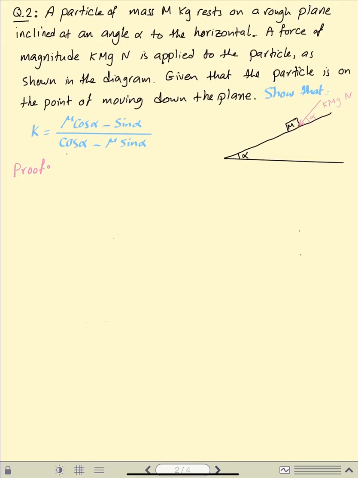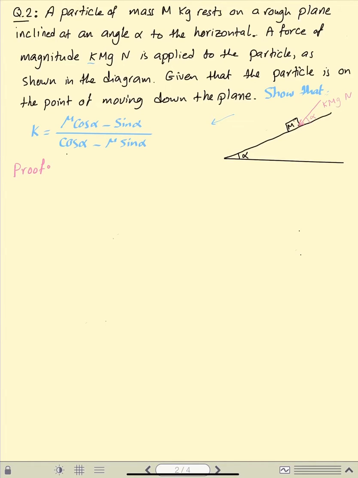A force of magnitude kmg newtons, k is a number, is applied to the particle as shown in the diagram. Given that the particle is on the point of moving down the plane. The question is saying here, show that k. This is the question, no solve, no calculator here, no calculating.